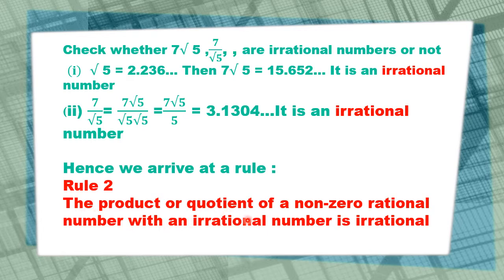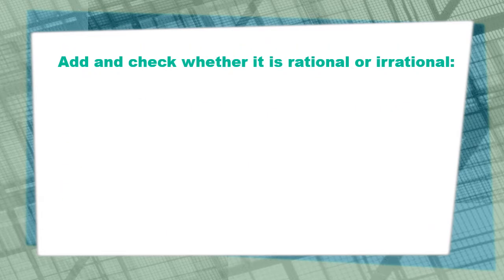The product or quotient of a non-zero rational number with an irrational number is irrational. As you can see, the product we got was irrational, and when we divided, we got an irrational number, but for that we had to rationalize the denominator. This process is to be carried out, which might be a new one for you. This is called rationalizing the denominator. So understand this process properly. Add and check whether it is rational or irrational.